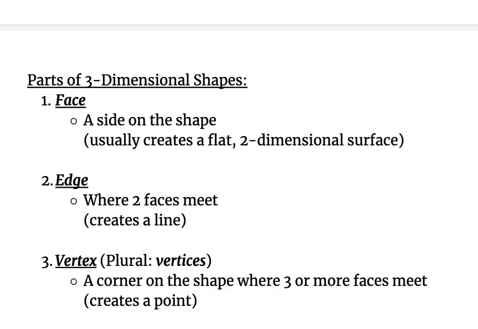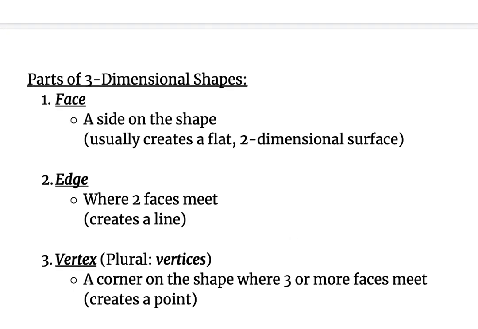An edge is where 2 faces meet up, so it creates a line. And then a vertex is a corner on the shape where 3 or more faces will meet up, so they're going to create a point. So a face creates a 2D surface, like a piece of paper, an edge creates a line, and then a vertex creates a point, so it's getting smaller and smaller and smaller. Be sure that you have those vocab words written down.